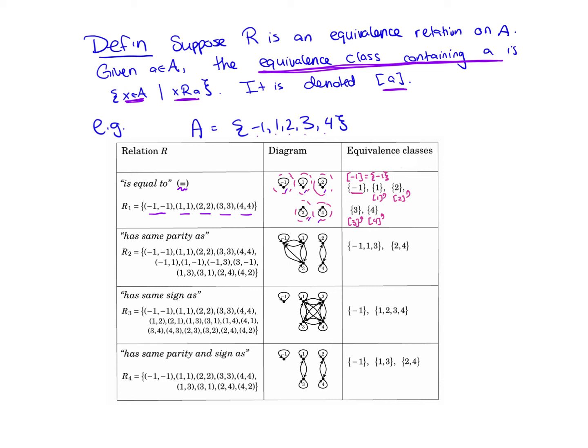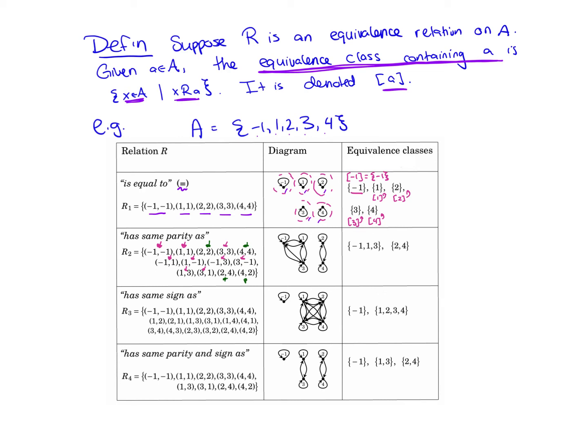Okay, so now for my second one, the relation is going to be "has the same parity as." So two things are related if they have the same parity, if they're both odd or both even. So -1 and -1, both odd, so that's in my relation. 1 and 1 are both odd. 1 and -1 are both odd. -1 and 1 are both odd. -1 and 3, 3 and -1, 1 and 3, 3 and 1. And then 3 and 3. And then separately, 2 and 2, 2 and 4, 4 and 2 are all both even. So those are also in my relation.